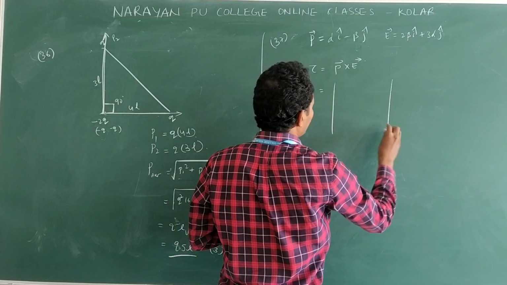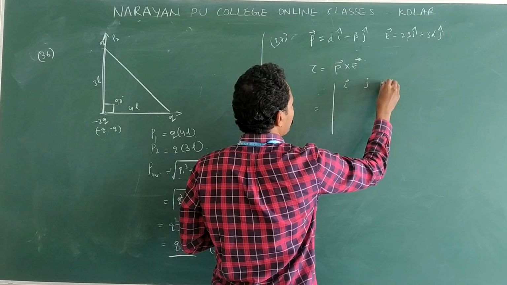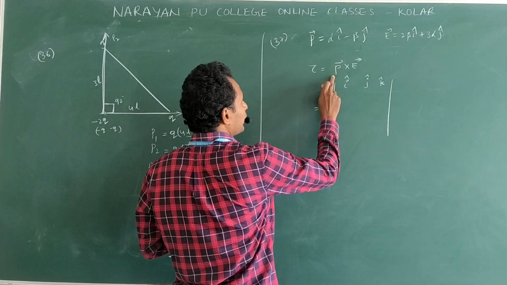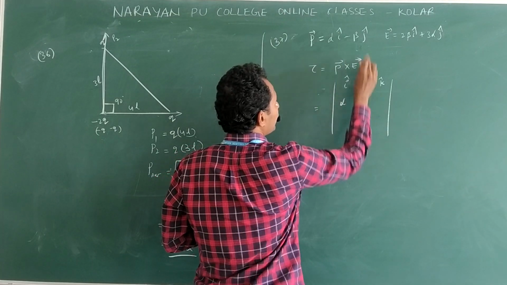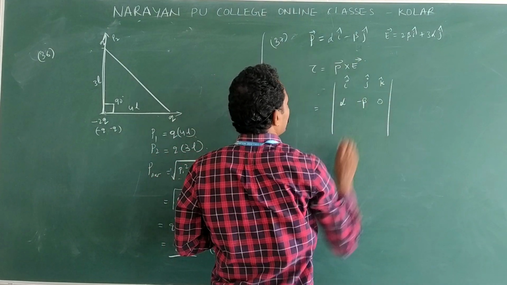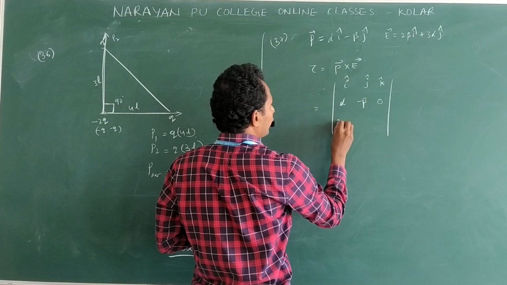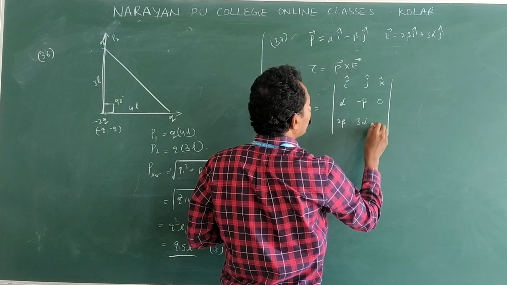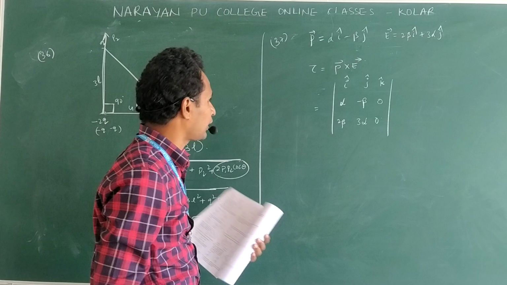We do the cross product and we will get the answer. You know the procedure for how to do the cross product. Write i, j, k, the unit vectors, and write their components. First we take P: i component alpha, j component minus beta, there is no k, so the k component is 0. Then the next vector, E: i cap component is 2 beta, the j component is 3 alpha, k component 0.